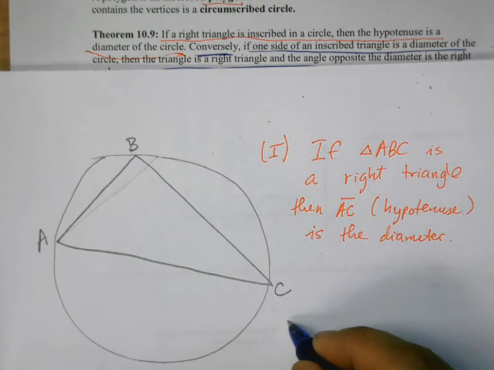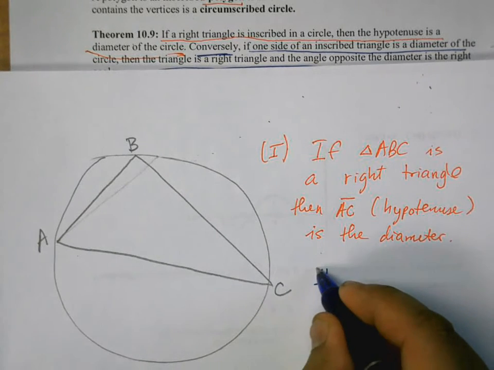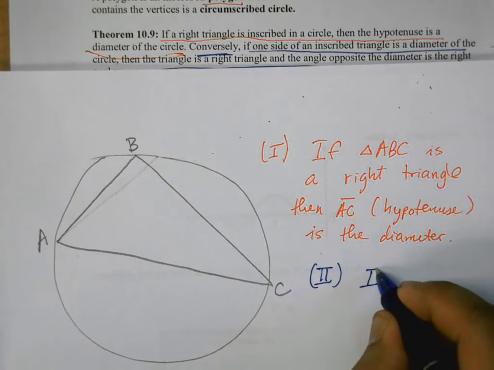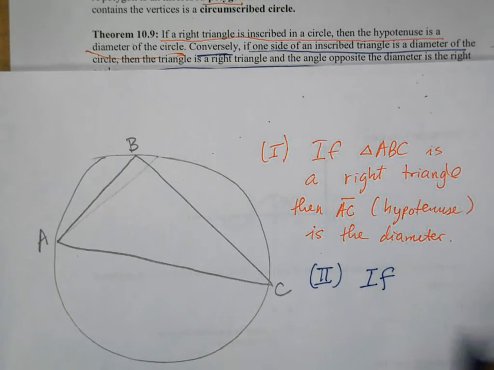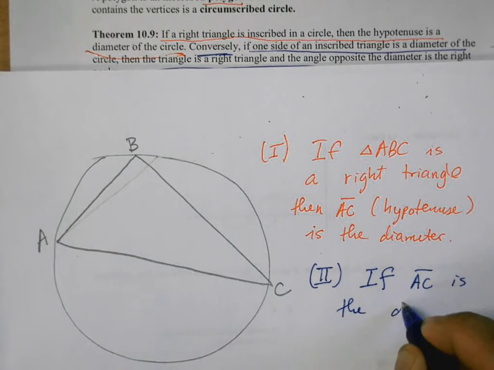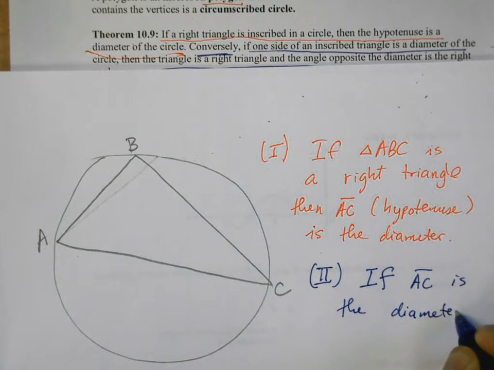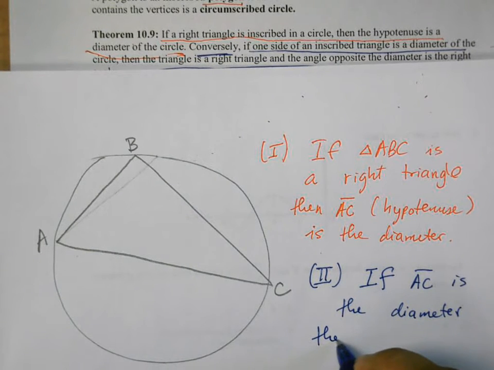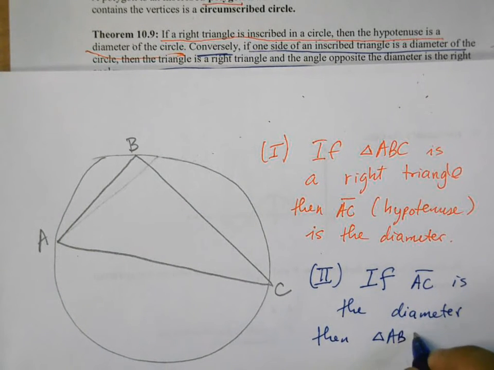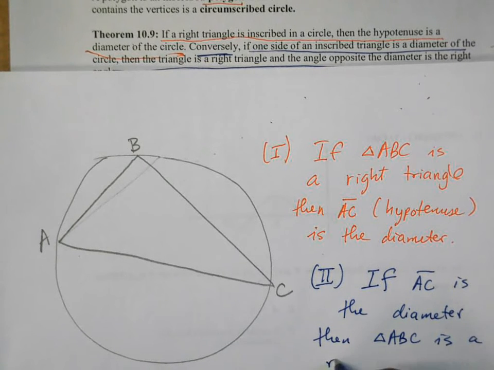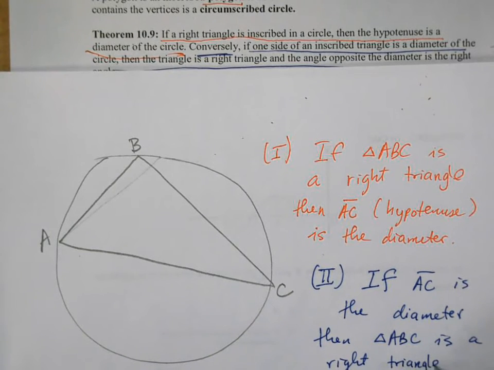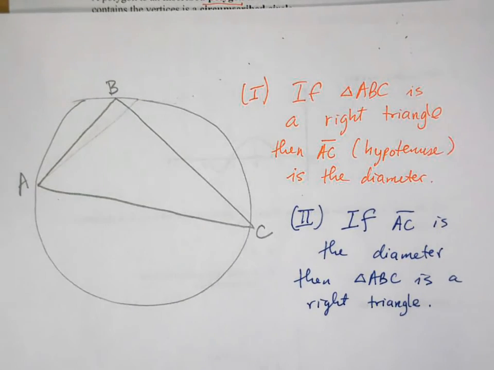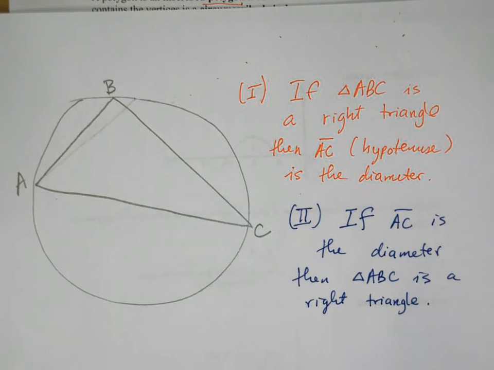The second part of the theorem says something very similar. Well, it says the converse of this. If AC is the diameter, then ABC is a right triangle. Okay. If AC is the diameter, then the triangle must be a right triangle.